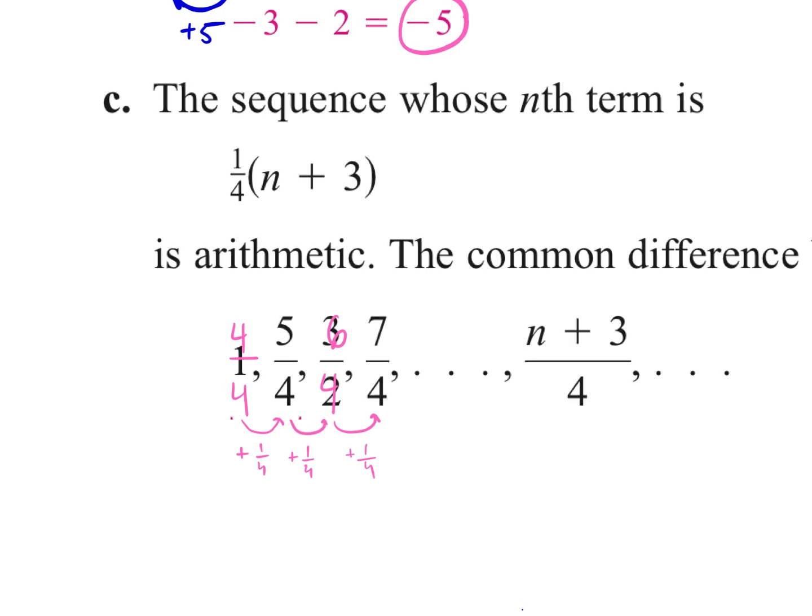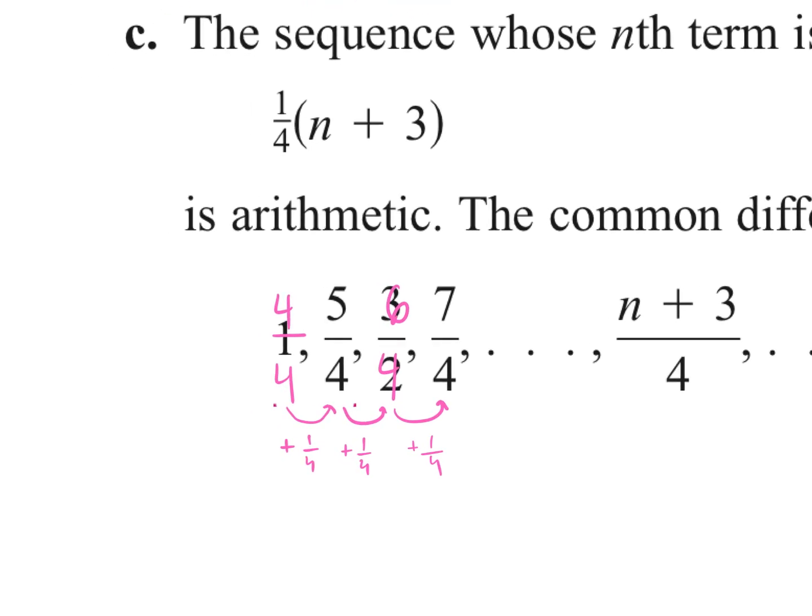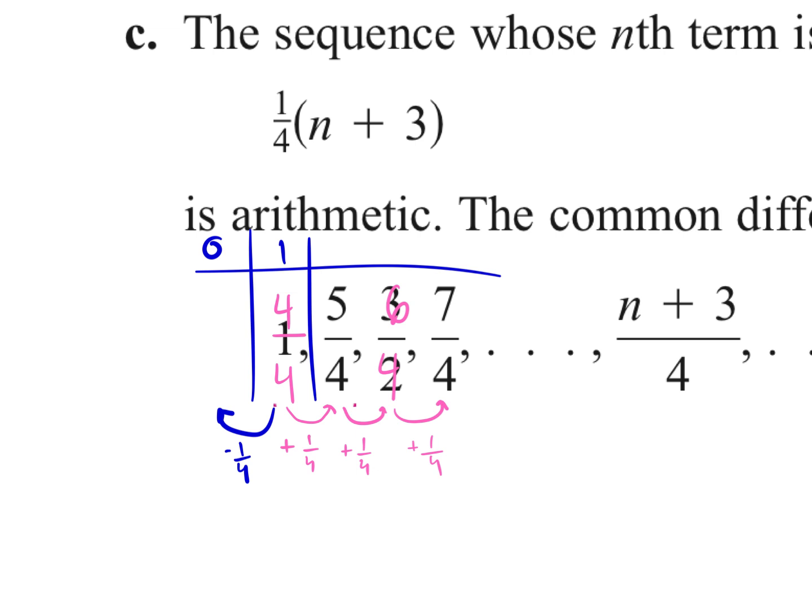And then we'd do the same thing for C. If I went backwards to find my 0 term, what would we need to do here? Subtract 1/4. So when we subtract 1/4, we'd get 3/4. So 3/4 would be our 0 term.